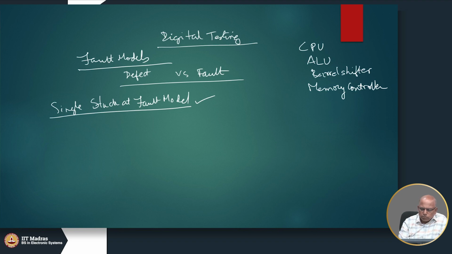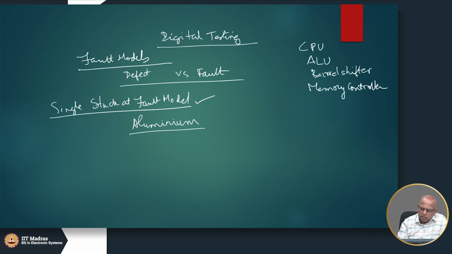So the single stuck at fault model was popular for many years as the only fault model. But somewhere in the 90s, other fault models made their way into testing. See, aluminum was the first metal that was used in VLSI. Aluminum is a cheap metal, right?